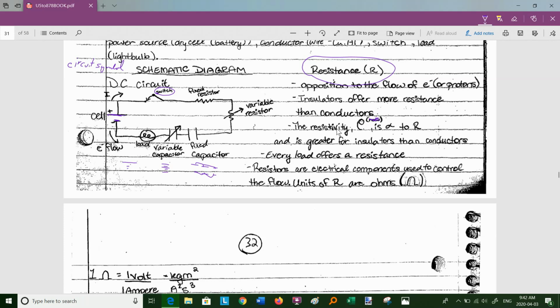it's like a fingerprint for a substance. So again, insulators like wax and certain plastics would have greater resistivities than something like copper or silver. Every load offers a resistance, and resistors are electrical components used to control the flow. And the unit of resistance is an ohm, named after a guy, George Simon Ohm, and the symbol is the Greek letter omega. So that's a convenient choice of symbols to use for the unit of resistance. So the more resistance there is, the less the current there is.